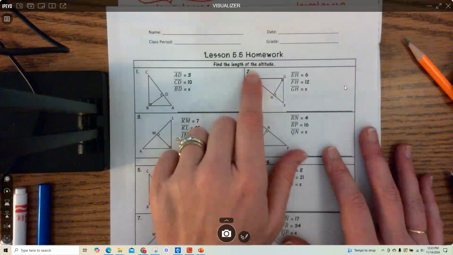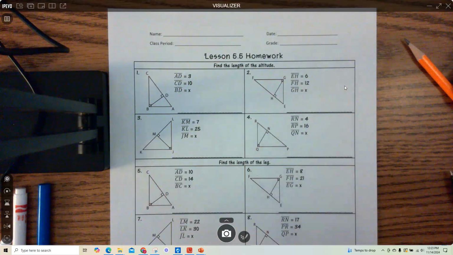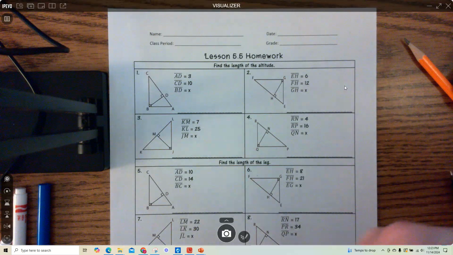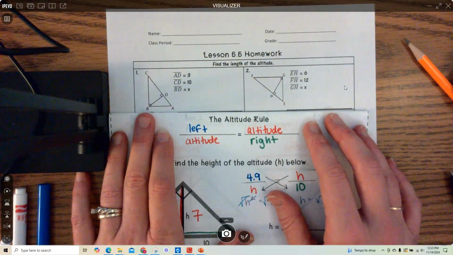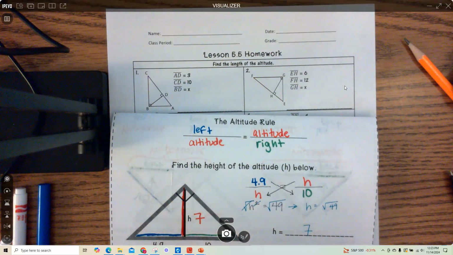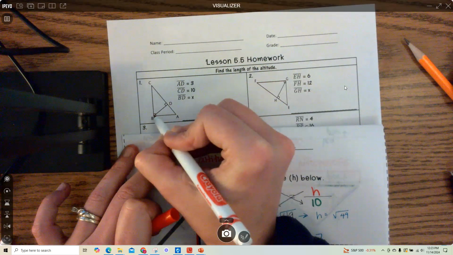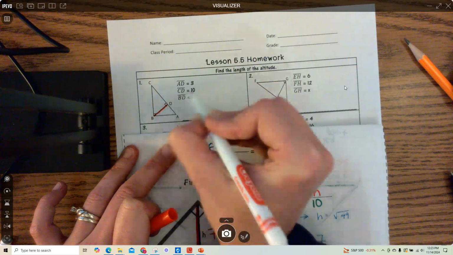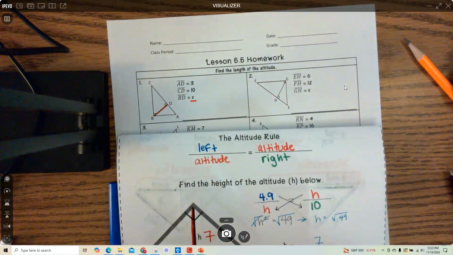Okay? All right. Top part says find the length of the altitude. So that means we're going to need to use the altitude rule. If you need to color code, absolutely. So, BD, that's the altitude.